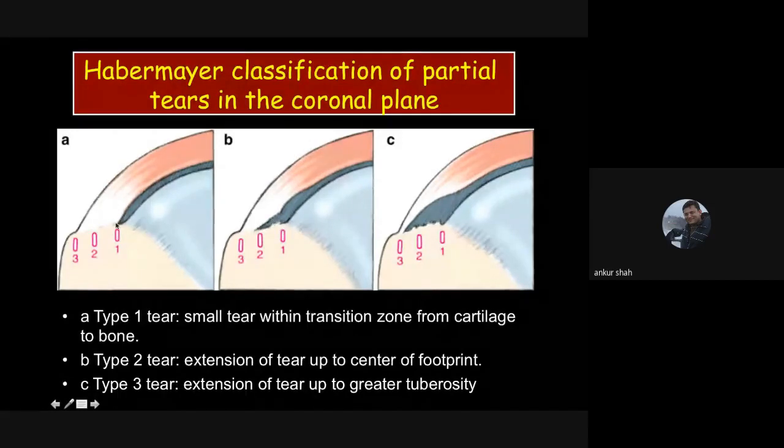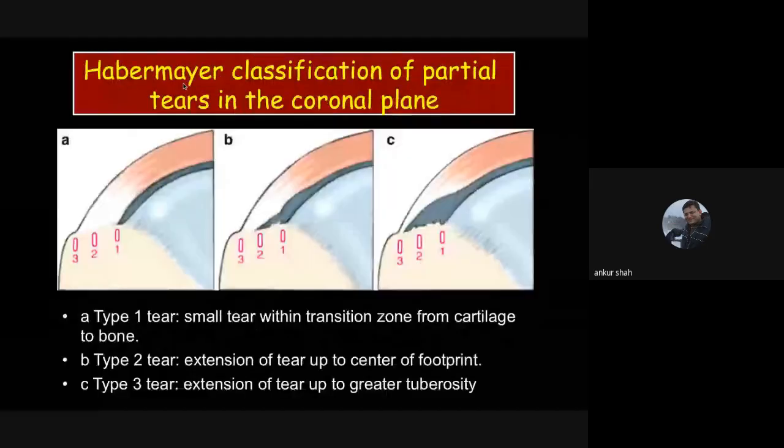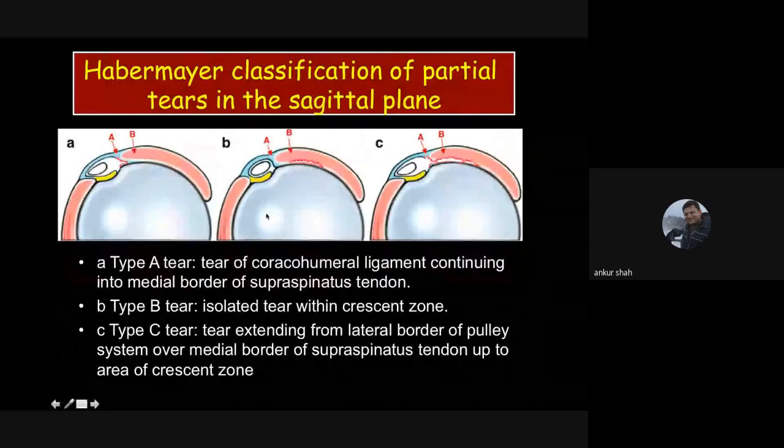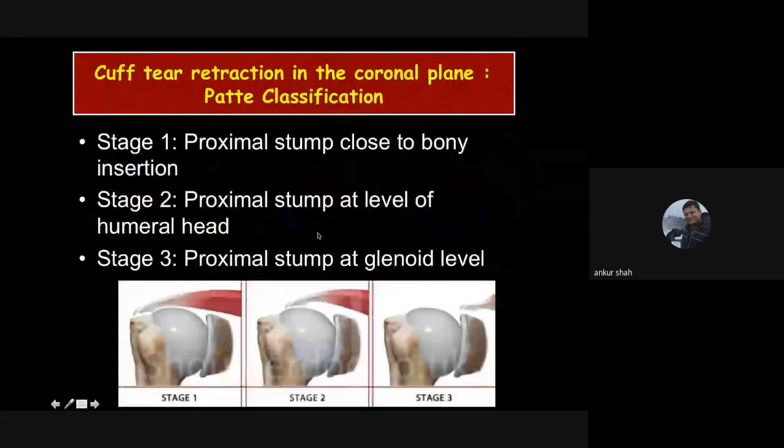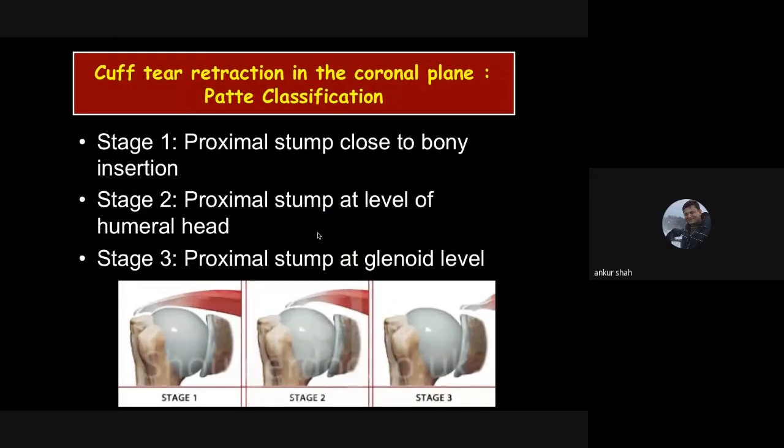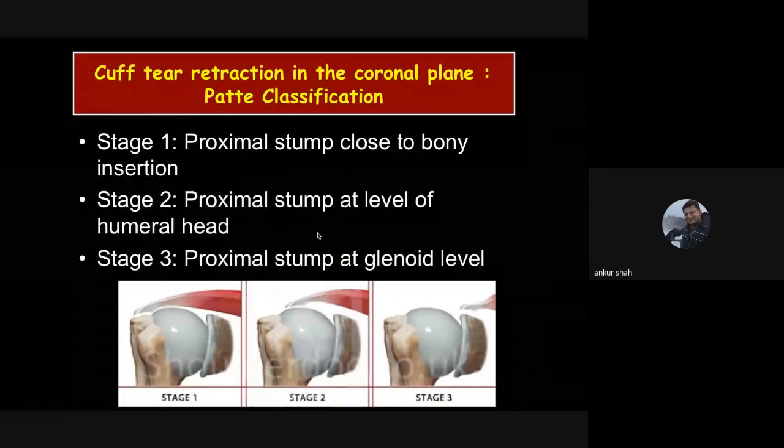If it is just in the anteriormost part near the cartilage, it is type 1, type 2, type 3. All these may not be very much important for you, but just for practical purposes, if it is asked in your theory or practical exam, you should know at least these names, that there are different classifications like the Cofield classification, Ellman classification, Habermeyer classification, which is also in the sagittal plane. But rather than all these, the more important one is whether it is less than 50% or more than 50%, whether it is partial thickness or full thickness.